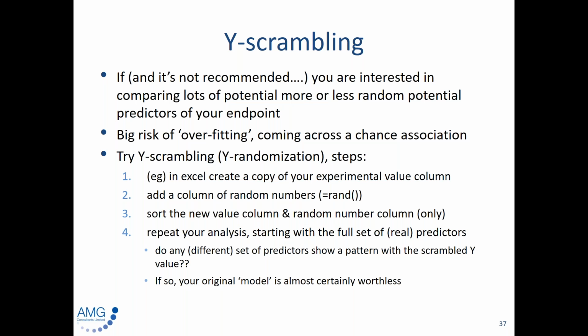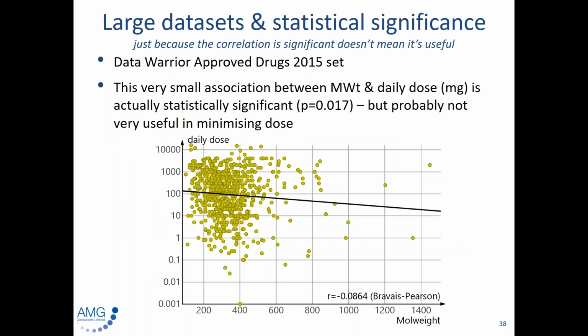Okay, so some stuff there and how you might go about that in Excel if you wanted to. Large data sets and statistical significance. I mentioned this earlier. This is the approved drug set, the full approved drug set. If you calculate molecular weight for this and correlate it with daily dose, you actually get a statistically significant correlation. But the slope is almost 0, and I'm sure that it's not a particularly useful correlation. So it might be statistically significant, but it doesn't mean that it's automatically useful.